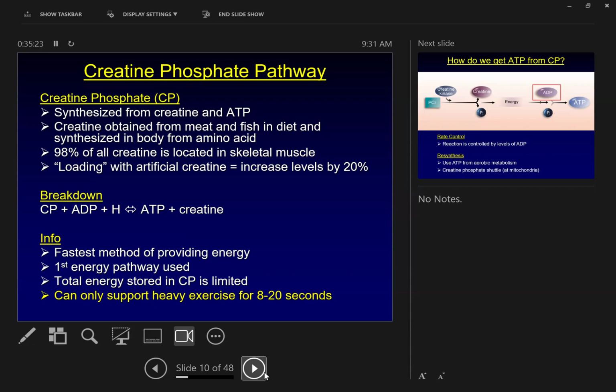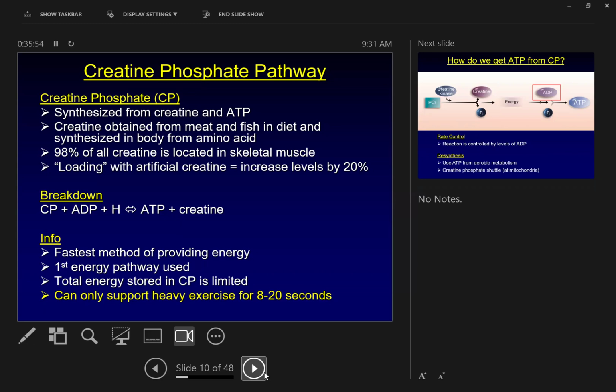Creatine phosphate pathway is fast because it's a one-step reaction. Biochemically, it's fast because of the enzyme that it has, and it only requires one step. Our other pathways, like glycolysis and the aerobic pathways, are slower because they have a whole lot more steps, and they require a whole bunch more enzymes to make them go. So, about 98% of all the creatine phosphate in your body is in your skeletal muscle.